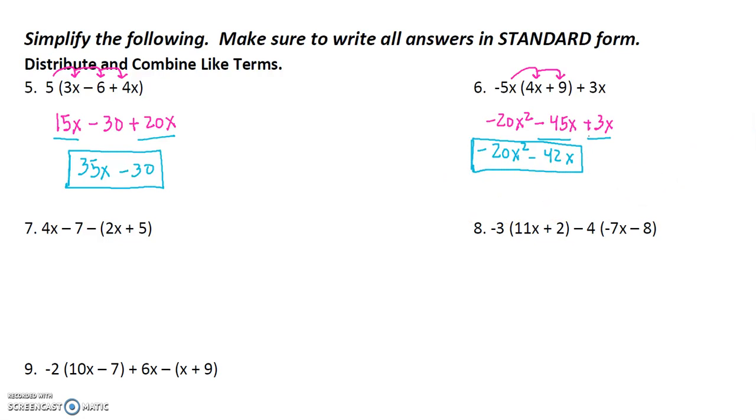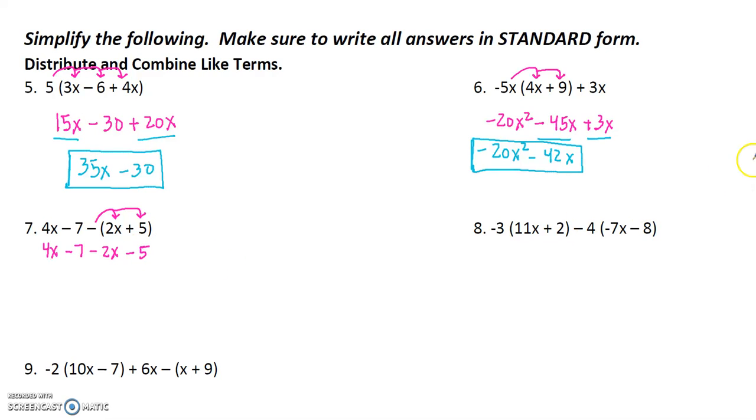Number 7, again, let's see, what can I distribute? This 7 is not right next to the parentheses. It's just the negative sign. So this is just like what we were doing in that first section. So I have 4x minus 7, and then all my signs change in the parentheses. So I have a negative 2x and then a minus 5.